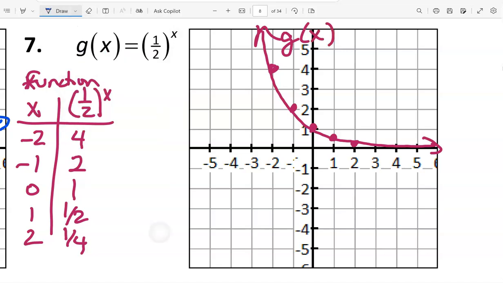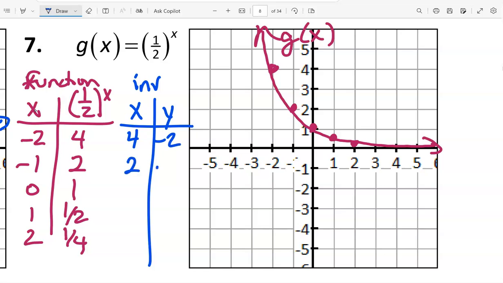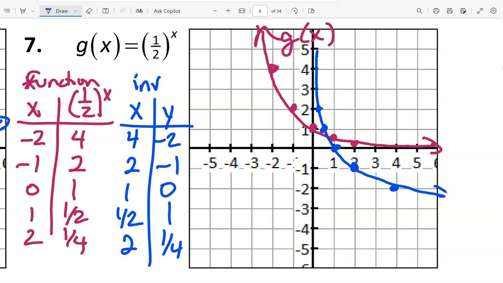Let's make a table for the inverse. So the inverse can be formed by swapping the x and the y values. So 4 comma negative 2, 2 comma negative 1, 1 comma 0, over 1/2 up 1, and over 1/4 up 2. This one will be asymptotic to the y-axis because it's the inverse function, so we're going to label that one g inverse of x.